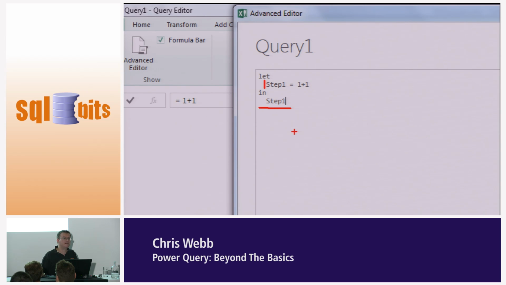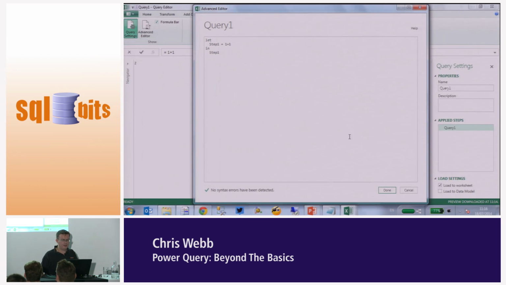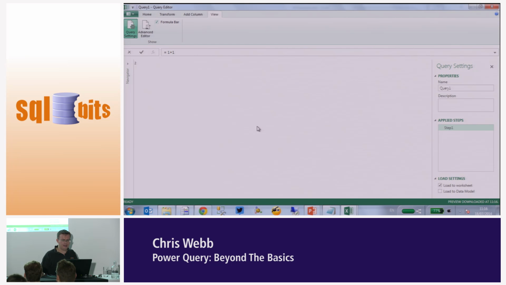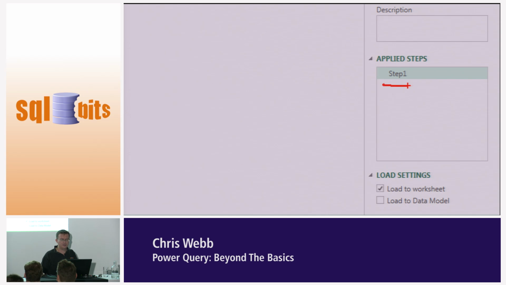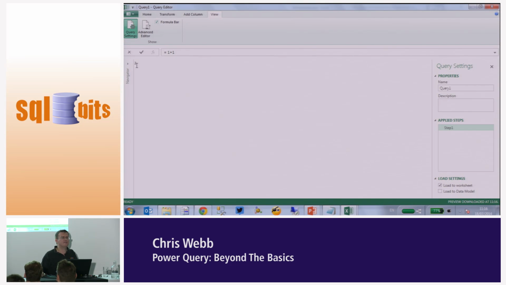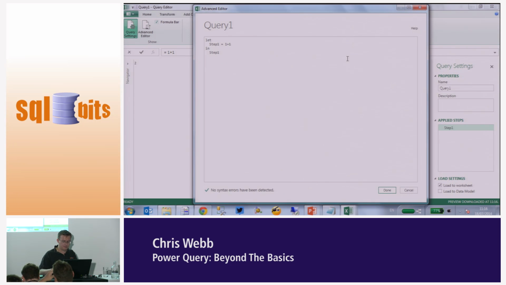Now, usually for the user interface, that's going to be the name of the last variable in the list here, Step1. So if I do this and click Done, you can see now I have an applied step called Step1. I have one step in the user interface, and it returns the value 2. I can add multiple steps. So here I say Step2, and I can refer to the value that Step1 returns.